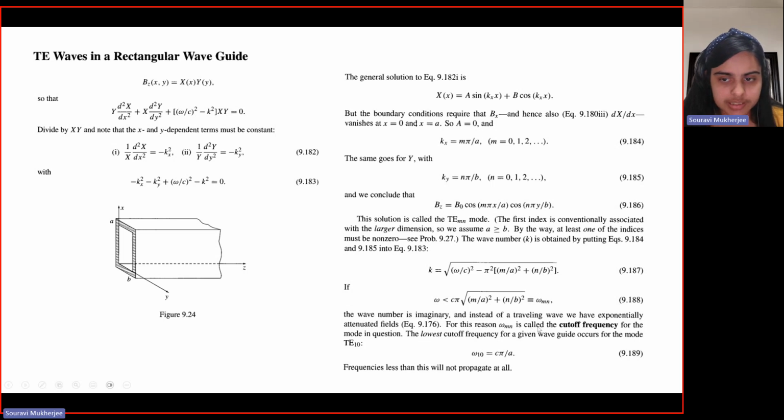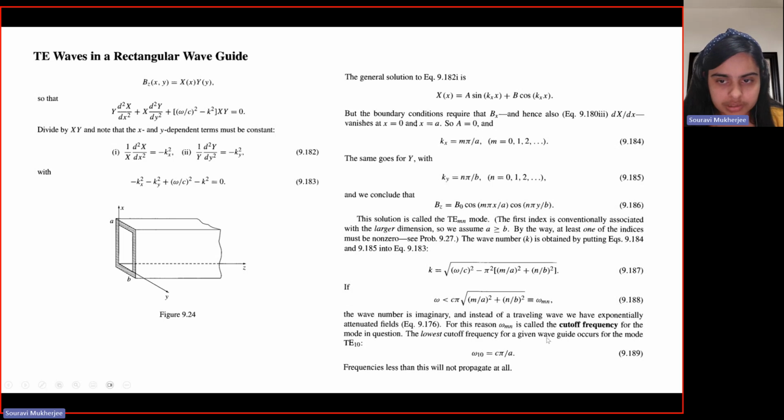So this tells us that there is a cutoff frequency below which waves do not propagate. Frequencies less than this cutoff frequency do not propagate, while frequencies higher than that propagate, right? So that puts a cutoff frequency. That means the waveguide here is acting like a high pass filter, right? It's allowing only higher frequencies to pass.